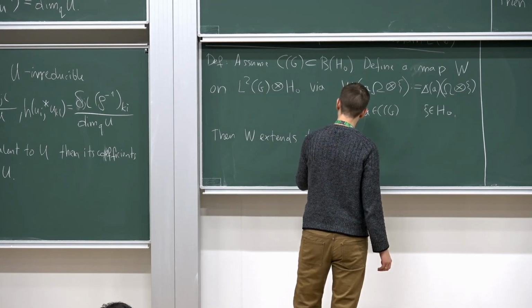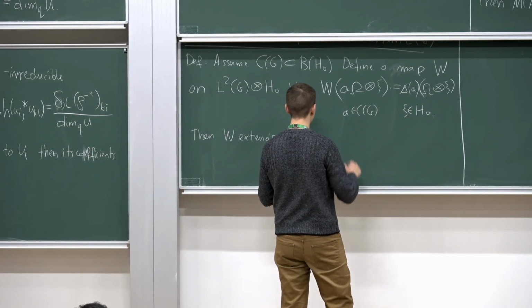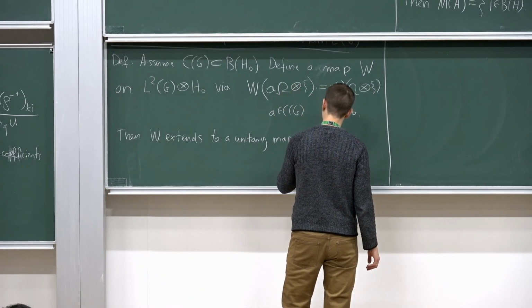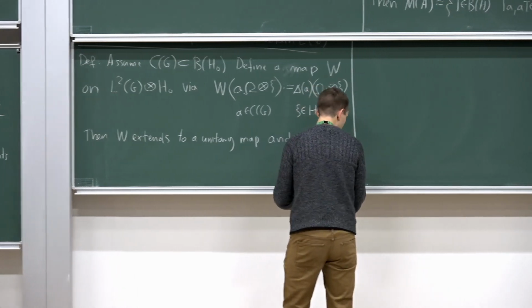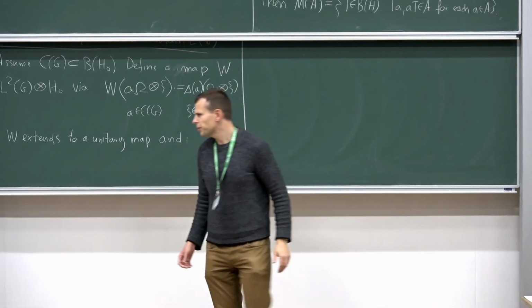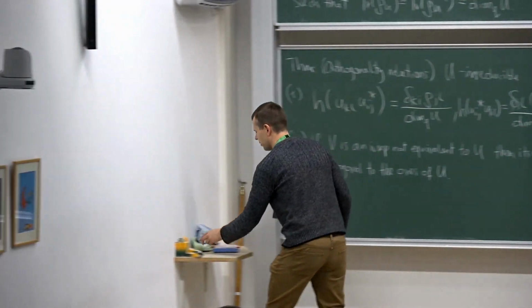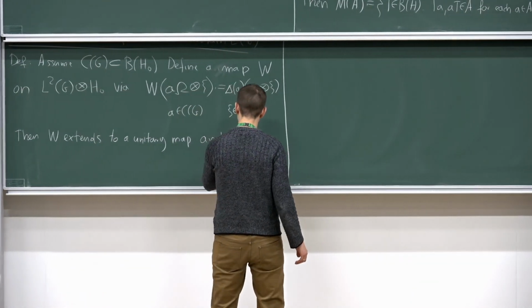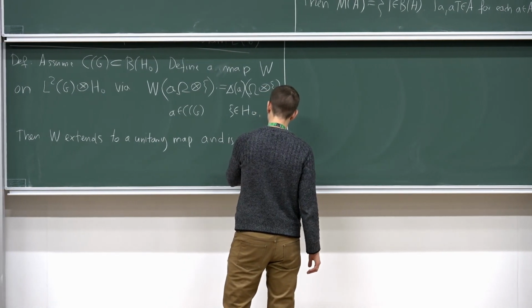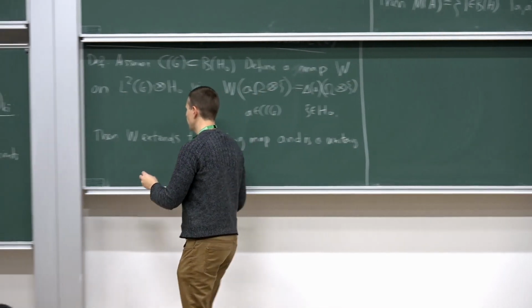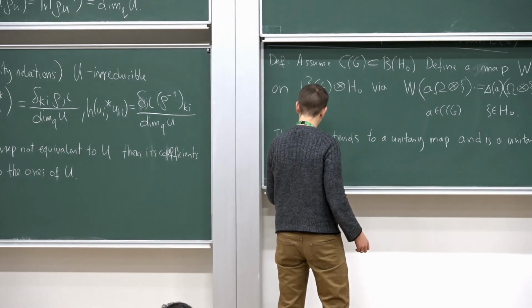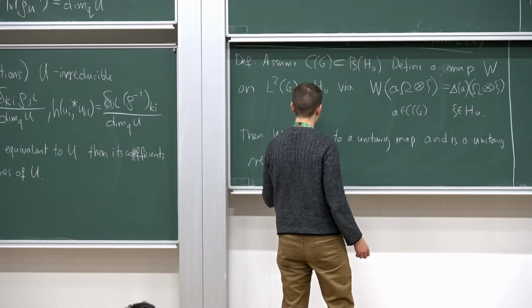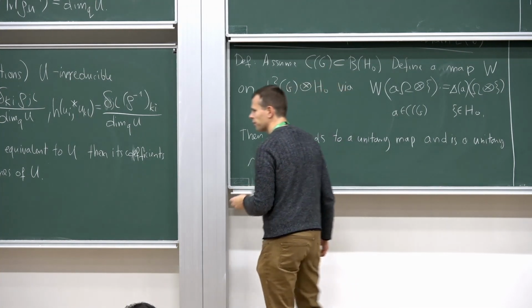W extends to a unitary map, right? Because so far we defined it on a dense subset. And it's a unitary representation of G.